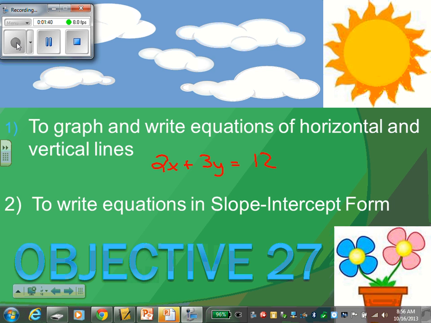So here's what we're going to do. Everybody says, Ms. Gordon, I thought the number in front of the x was the slope. That's only if it is in slope-intercept form. It's got to be in y equals mx plus b form. So what we're going to do in part 2 is learn to take equations that look like this and change them and write them in this form. From there, you would be able to tell me the slope. Okay? So that's what we're going to do in part 2.